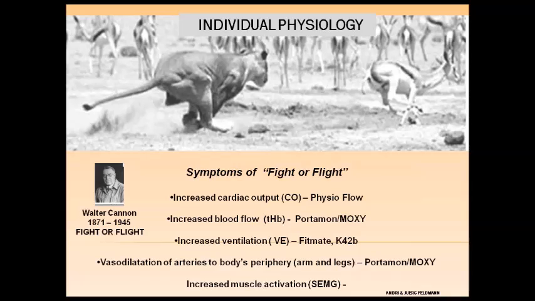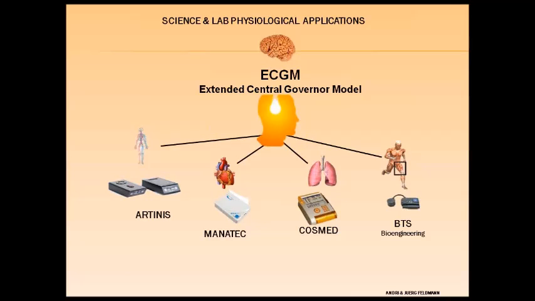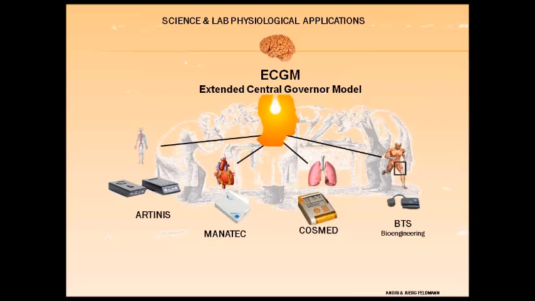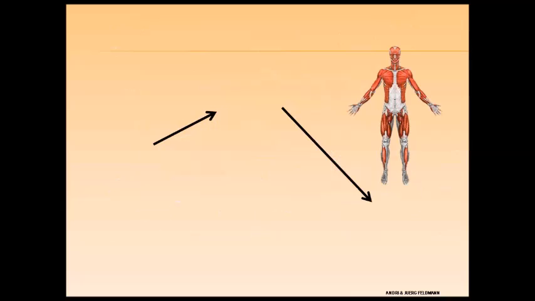So when we go one step further, this would be the summary of the equipment. And you can see what we use for what. The extended central governor model would mean we were looking, over a FitMate from Cosmed, at how your lungs work, over the Physioflow, how your heart reacts, over Portamon or NIRS or Moxy, how that finally shows up in your locomotor muscle. And then we used surface EMG because we were interested to see how they actually connect with each other. So this is really the lab, the complicated setup. But the idea is to bring you off the table into the field and actually work with that.